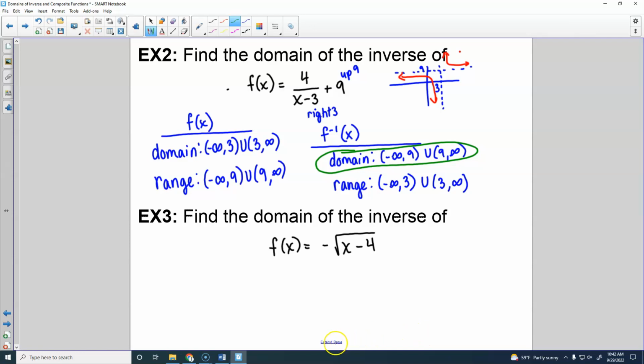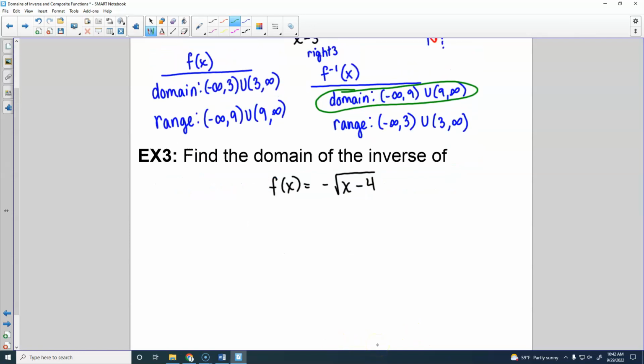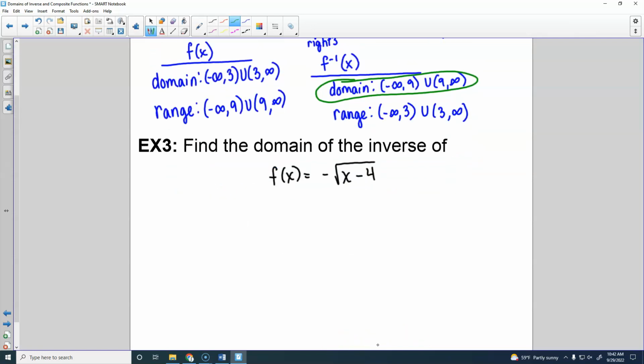Okay, questions so far? All right. Domain of the inverse for this one. So if we're just thinking about f of x for domain, what would we have?